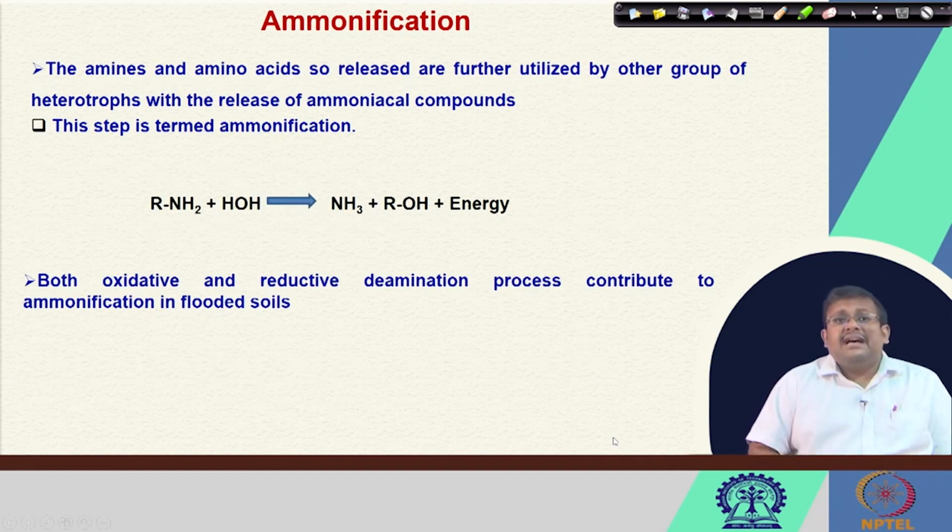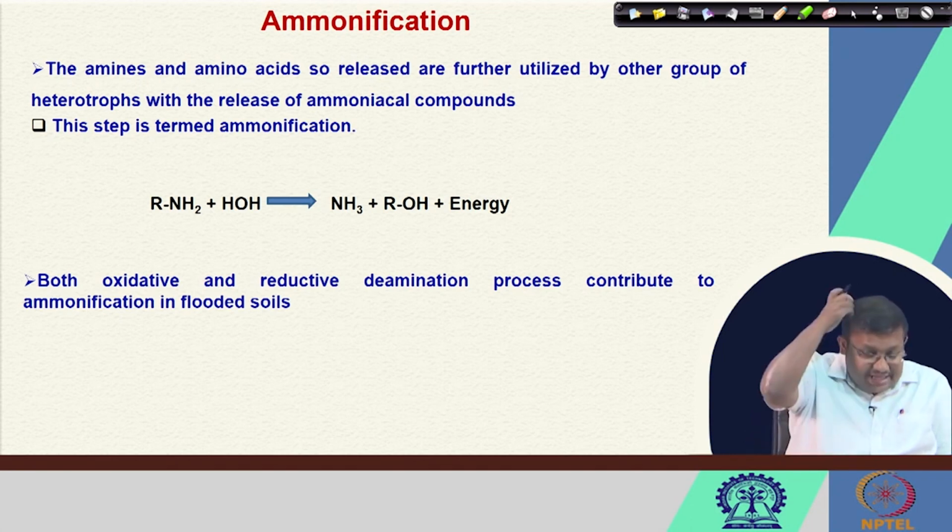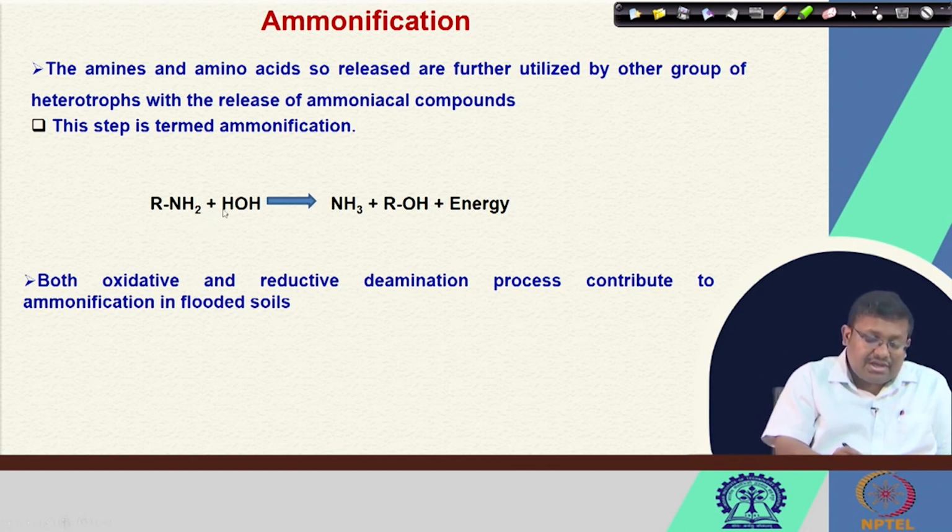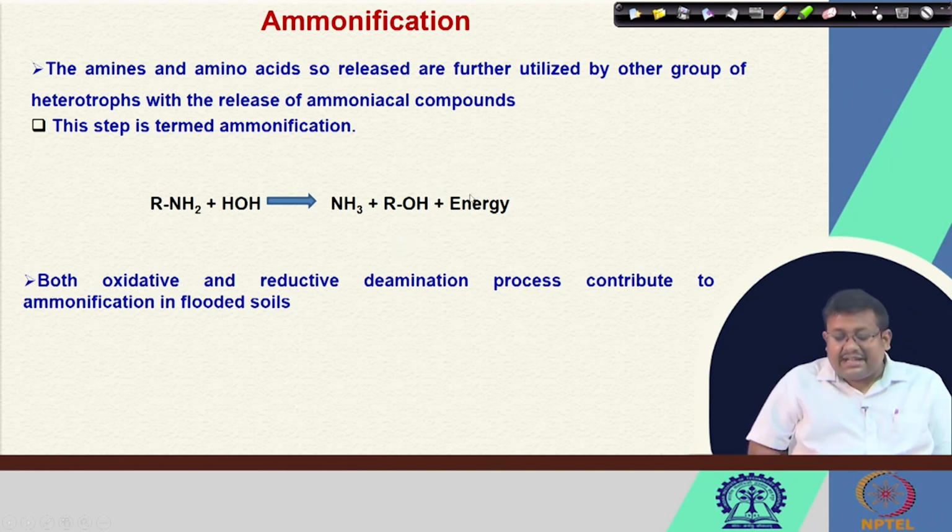Now, the second step is the ammonification process. The amines or amino acids so released are further utilized by other groups of heterotrophs with the release of ammoniacal compounds. This step is termed ammonification. You can see here RNH2 reacting with water, ultimately producing ammonia, alcohol and energy. Both oxidative and reductive deamination processes contribute to ammonification in flooded soils.